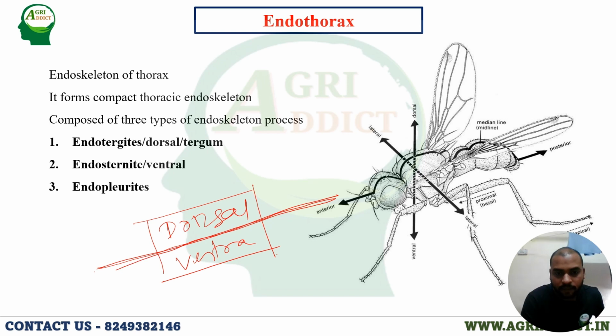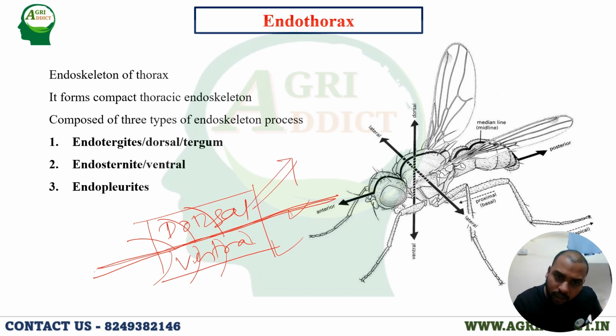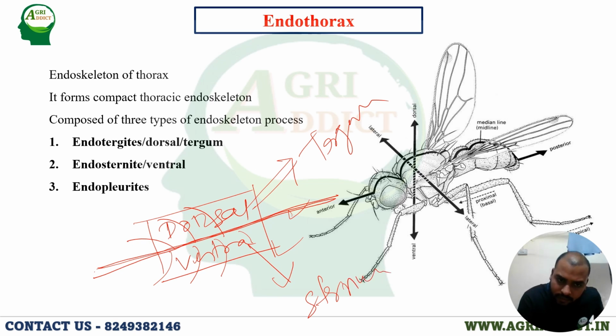From this side part, the legs are coming. Three pairs of legs are coming. This is the upper part and this is the lower part. The upper part, the dorsal surface, contains different types of sclerites, called the tergum. The lower, ventral part contains sclerites called the sternum. And the lateral part contains sclerites called the pleuron.